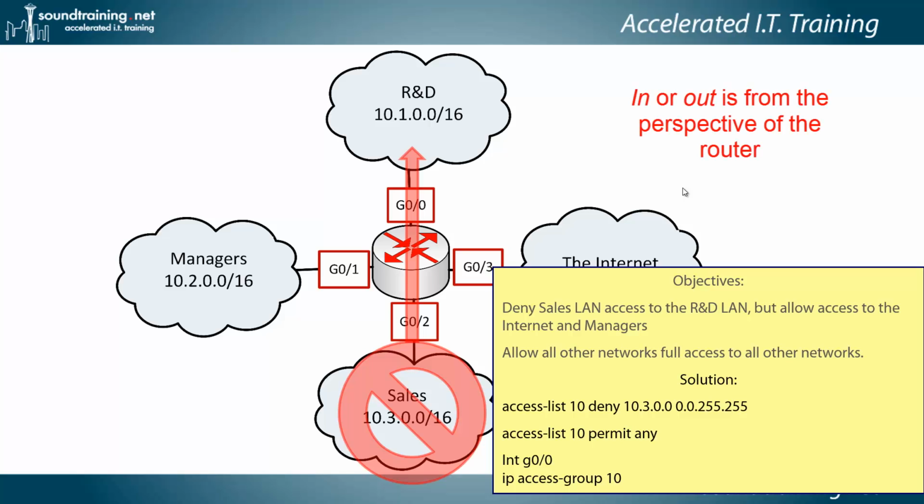Remember, it's from the perspective of the router. So traffic going away from the router would be outbound. Traffic coming toward the router would be inbound. We're going to put it on interface gigabit Ethernet 0/0. That's the one connected to R&D. So traffic flowing through that interface toward the R&D subnet would be outbound. So the command is IP access-group 10 out. I'll let that sink in for just a moment.